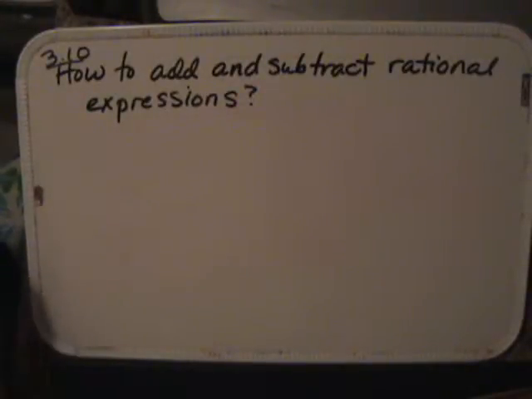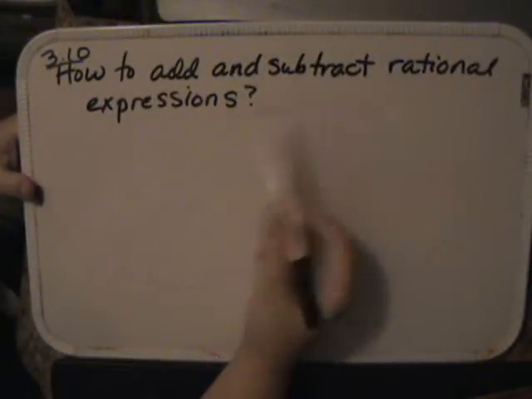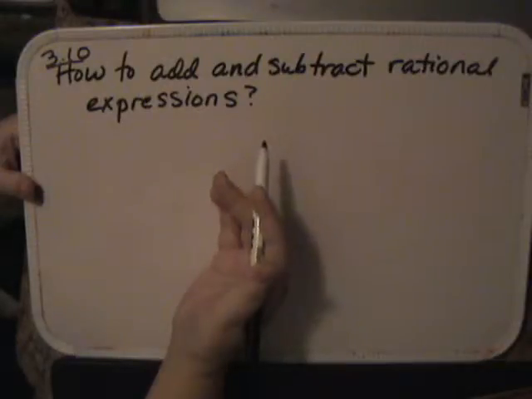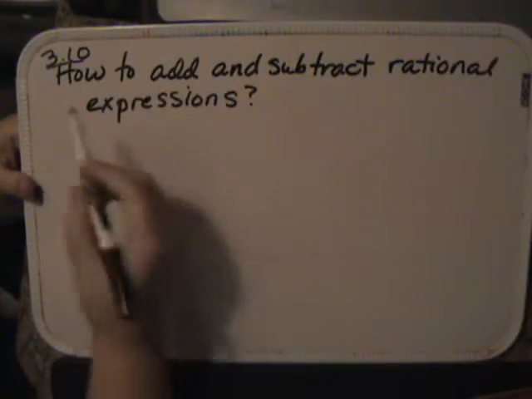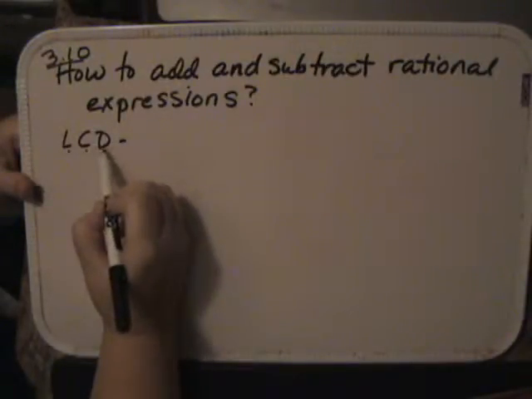This is lesson 3.10, and it's the beginning on how to add and subtract rational expressions. Now, first, in order to add and subtract rational expressions, we need to go ahead and define the LCD, which is the least common denominator.